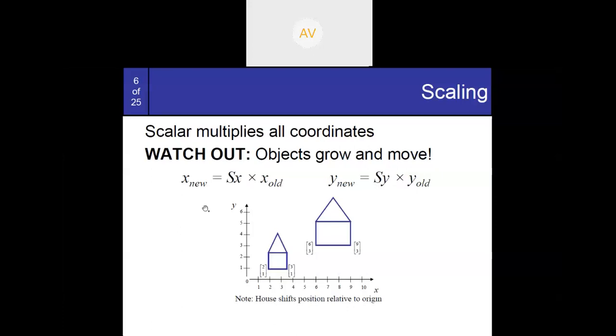So how do we find the new coordinates of scaled objects? This is the object over here. Here the coordinates are 2, 1 and here 3, 1. If you take 3 into 2, so 3 into 2 is 6. So here the value is 3.